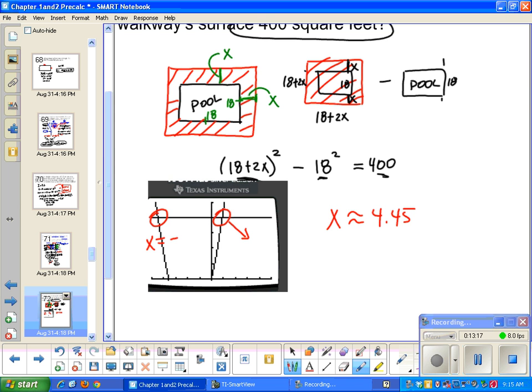That is what we're looking for there, because it asks us how wide should the walkway be to make the walkway surface area 400 square feet. So the answer is that it should be about 4.45 feet. Okay.